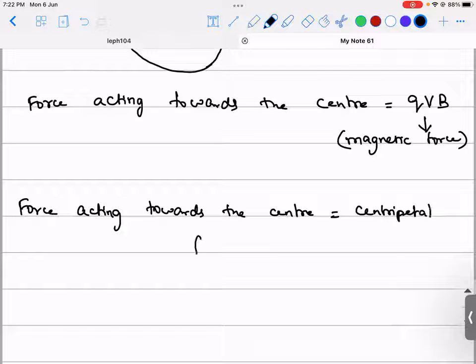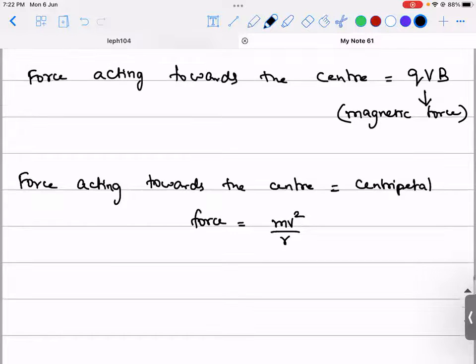So it is also the centripetal force, and whose value is equal to how much? mv square divided by r. So let me call this equation number 1, and let me call this equation number 2.